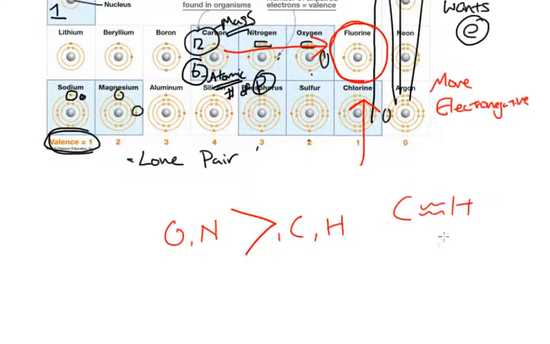So basically, carbon and hydrogen, although they look very far apart, have around the same amount of electronegativity. So when we talk about bonds later, we'll understand that carbon and hydrogen make things that are really nonpolar, whereas these guys, oxygen and nitrogen, make things that are much, much more polar.